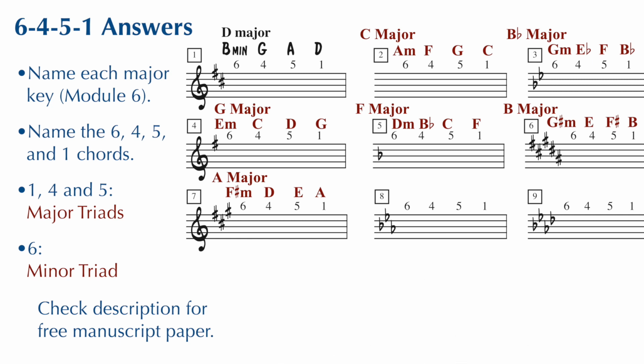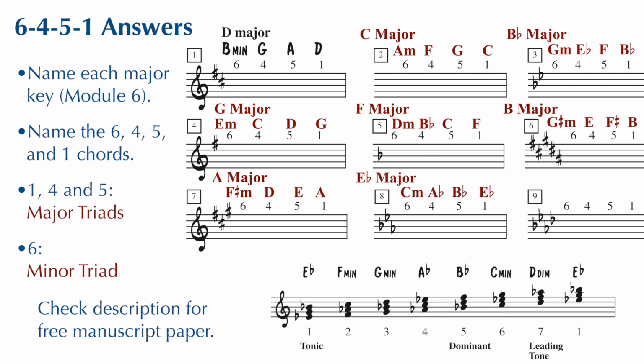Number 8 has 3 flats in the key signature, so we are in the key of E flat major. Write out the E flat major scale and its triads, and find that our 6th chord is C minor. Our 4 chord is A flat major. 5 chord is B flat major. And of course our 1 chord is E flat major.